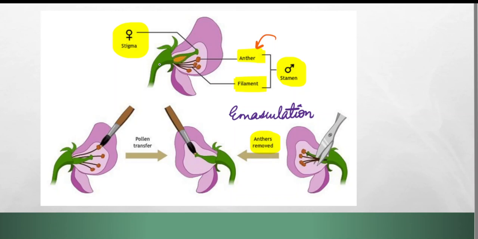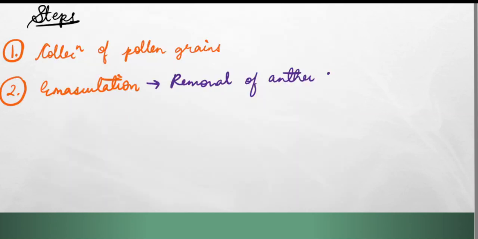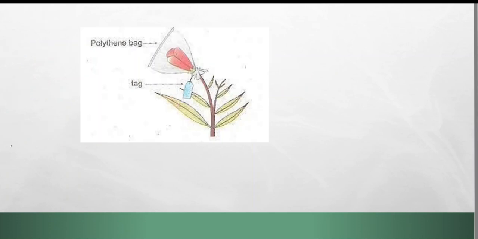After the process of emasculation, what will happen? The third step is that you have to bag it. Why are we doing bagging? I will show you. See here, this is a flower and the flower is bagged. There is a bag, a polythene bag they have used to cover it. Now why are we doing this process of bagging? To avoid any contamination to the flower.